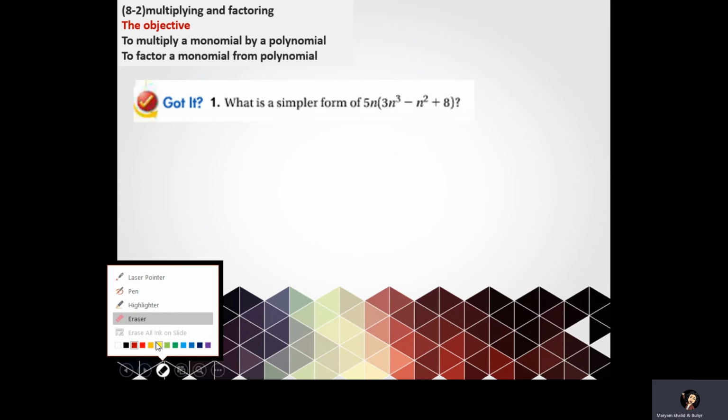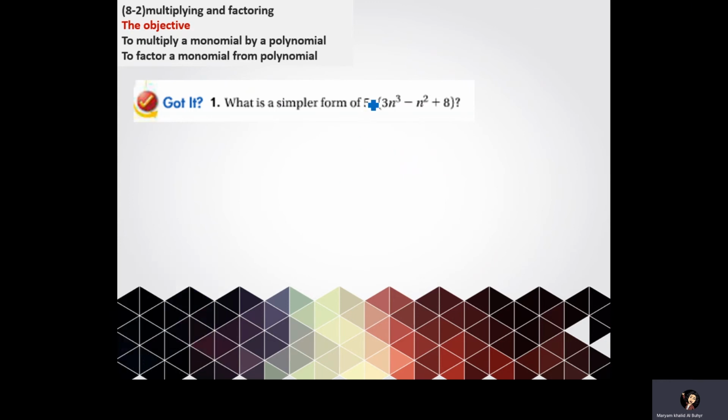Let's do this one. Exactly same idea. I'm going to distribute this one for all the terms that I have. So that will be, let me write parentheses, maybe it will be more clear for you. So that will be 5n times 3n to the power 3 plus, why I put plus, 5n times, remember this is a multiplication, n to the power 2.